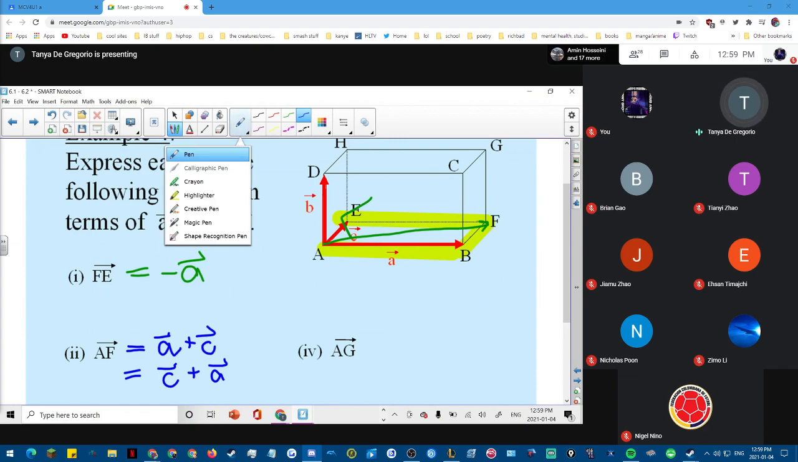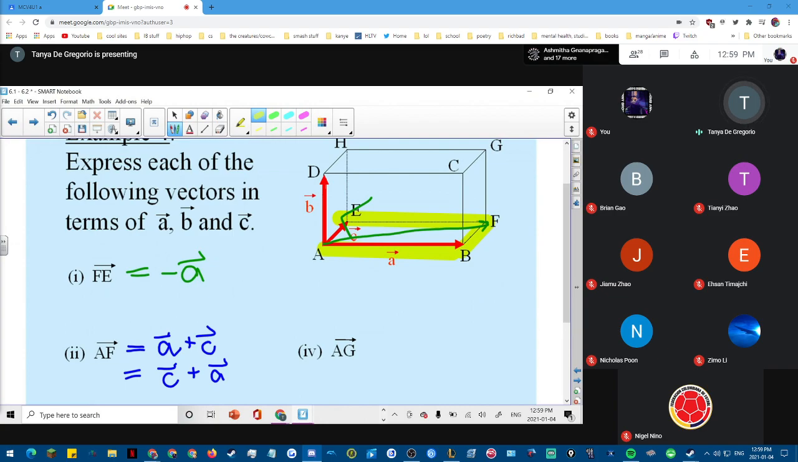So I could have gone this way. But the result is still the same.